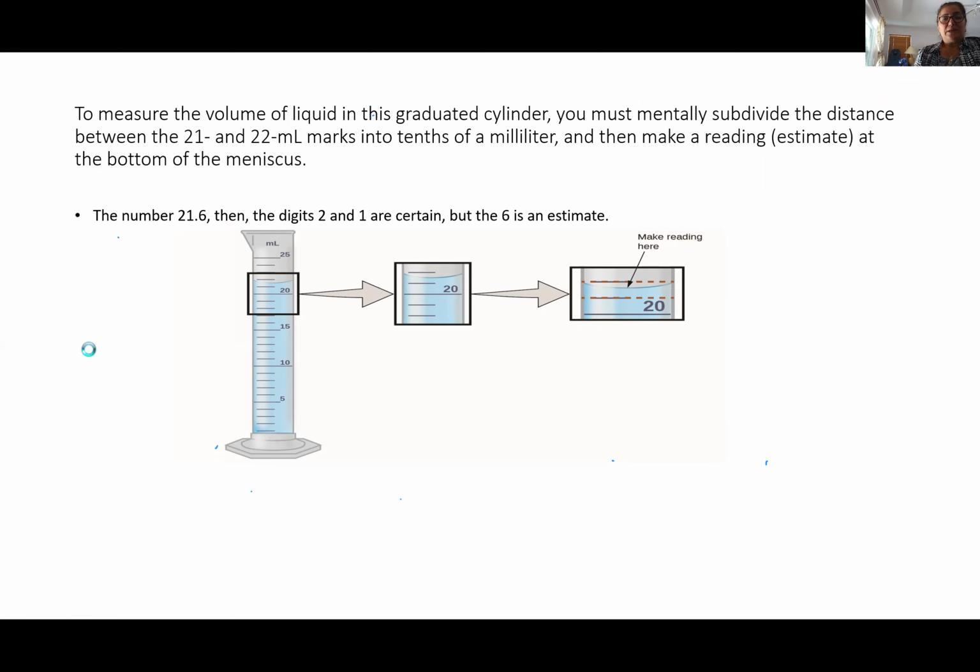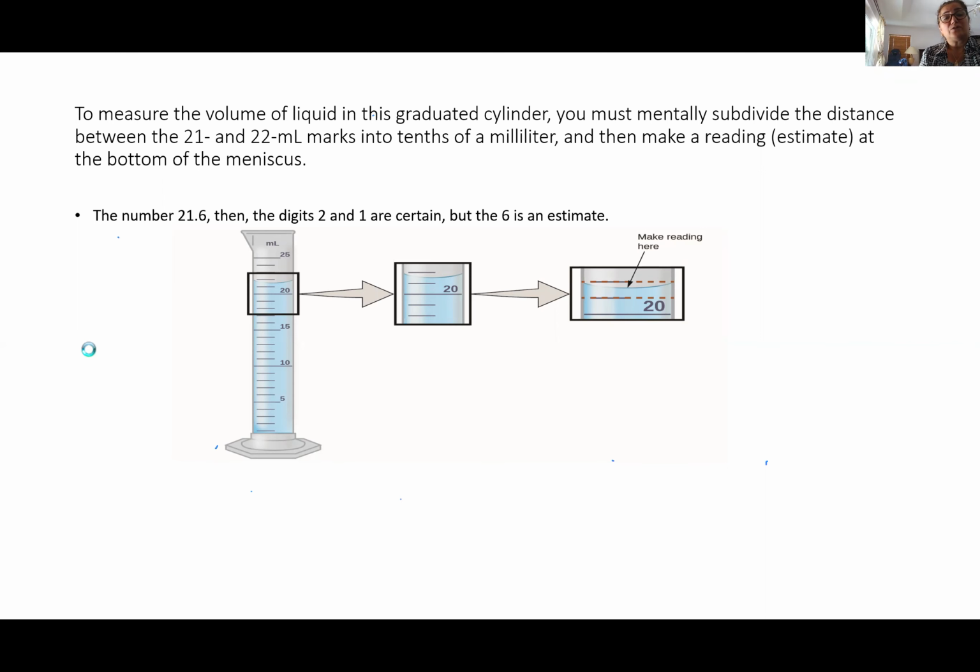So when you are measuring the level of a liquid in a cylinder-shaped piece of equipment, you are looking for the lowest point of the curve, which is called the meniscus. So it's the bottom of the meniscus. And if that level does not fall on an exact number, then with a graduated cylinder you have to mentally subdivide the distance between the number that is below the level and the number that is above the level.